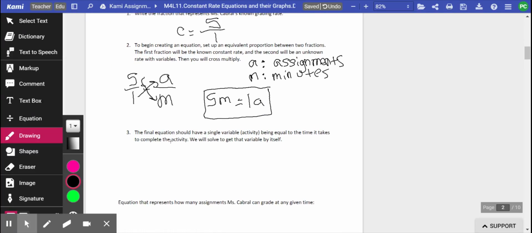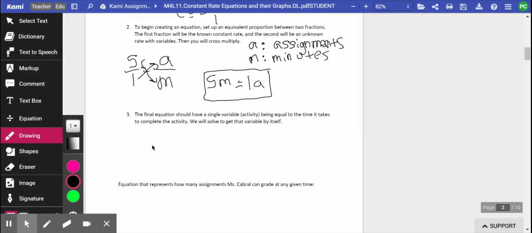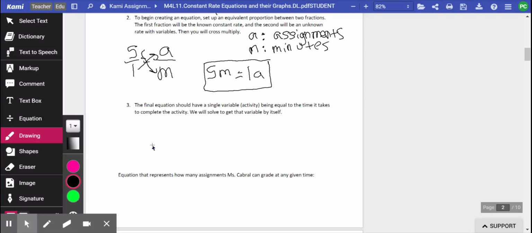The next thing that I want you to think about is the final step to create an equation, and it will have two variables. You want your equation to have both letters, but you want one of them to be all by itself. In this case, the M has the 5 with it and the A has the 1 with it. So you want to have one letter on one side all by itself. The variable that you want to be alone is the one that represents the activity being done, not the time. So in this case, A stands for the assignments that I grade, so I want A to be by itself, completely alone.